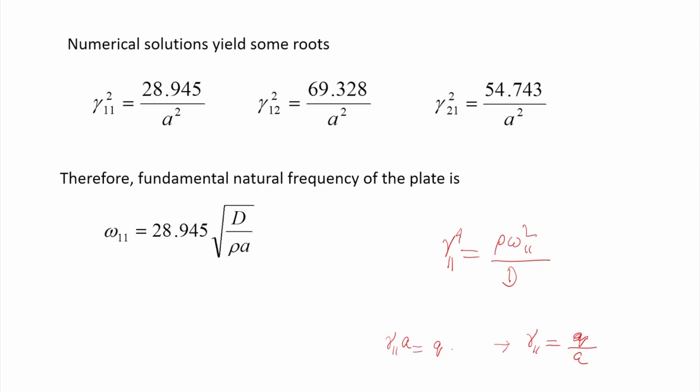in this case the q that we obtained is 28.945, that is the root over by a. So therefore after substituting this, you will get omega 11 equals 28.945 root over D by rho a. So a square is there in this term, so inside the square root in the denominator we are getting rho a. So D by rho a is the constant. We have seen in the simply supported case also, root over D by rho a is a common constant in all the frequencies. But this factor varies depending on the boundary conditions and other things.